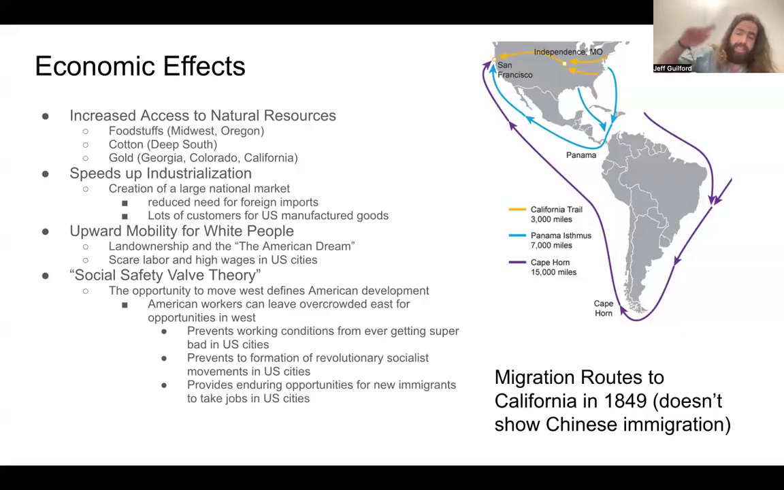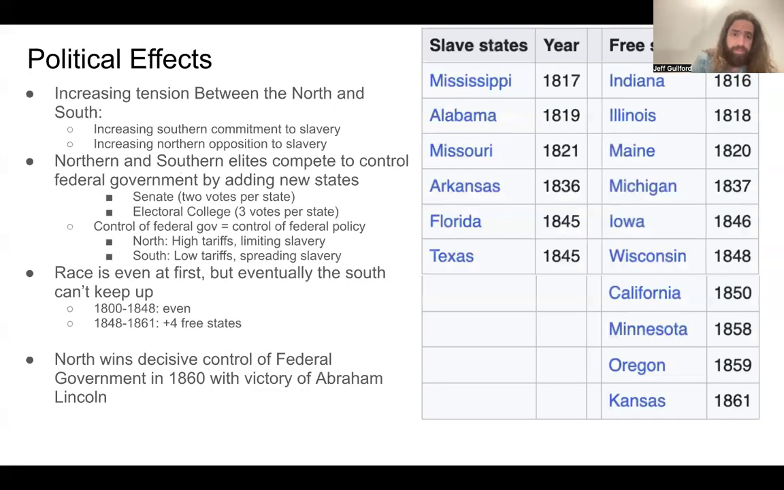And so that's the West functioning as this safety valve that prevents things from getting too bad in US cities and opens up this kind of unique political development in the United States. Anyway, that's just a theory, but it's been quite influential, and I think there's something there worth considering.